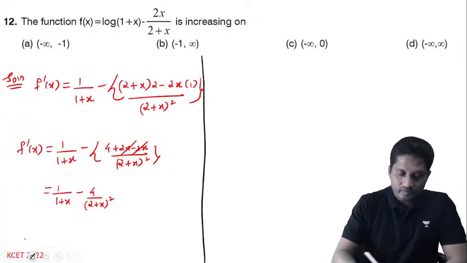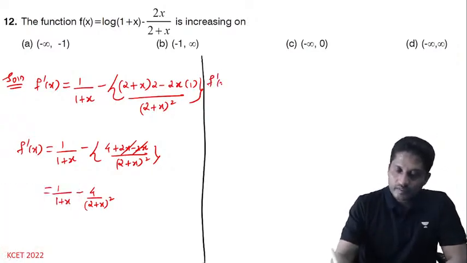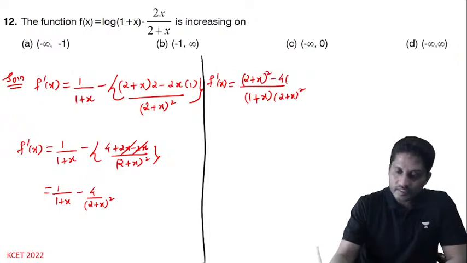LCM will be equal to... f dash of x is equal to, LCM is 1 plus x into 2 plus x the whole square. Now if I cross multiply, 2 plus x the whole square minus 4 into 1 plus x.